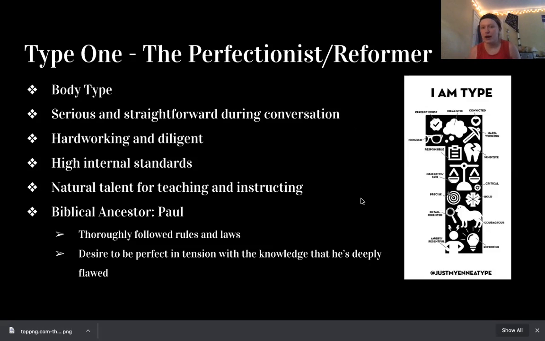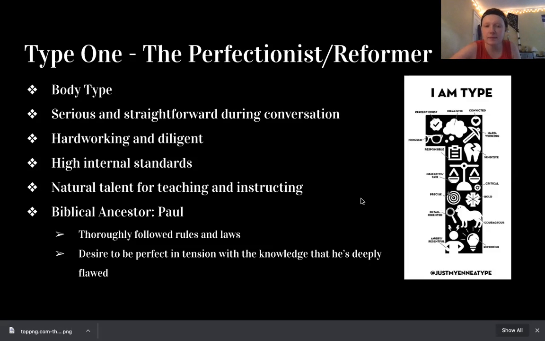So also, by @justmyenneatype on Instagram, those two people that run that account, plus a Bible account on Instagram, came up with a biblical ancestor that fits each Enneagram type. So for type 1, that biblical ancestor is Paul, formerly known as Saul. When he was Saul, he really thoroughly followed the rules and laws, but after he became Paul, he had that desire to be perfect that remained, but also with the knowledge that he is or was deeply flawed. So that is just something that they thought, and I think too, that type 1s can really relate to.